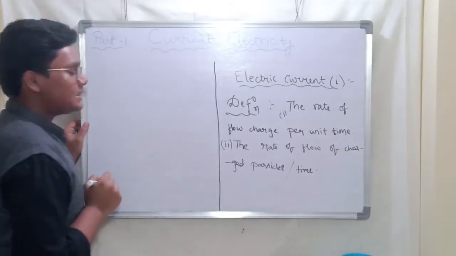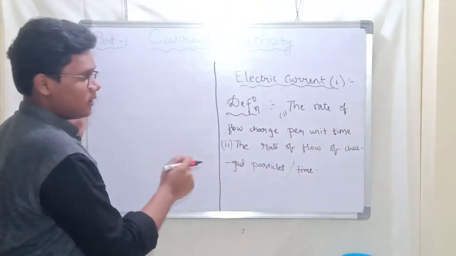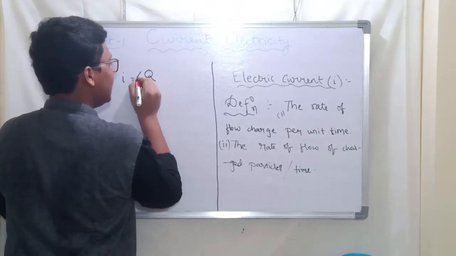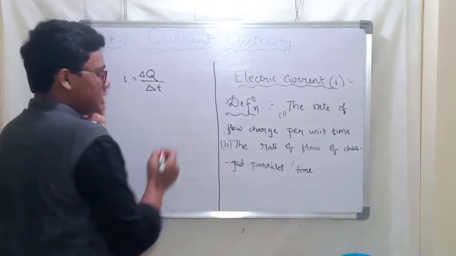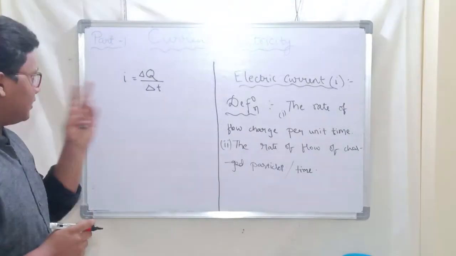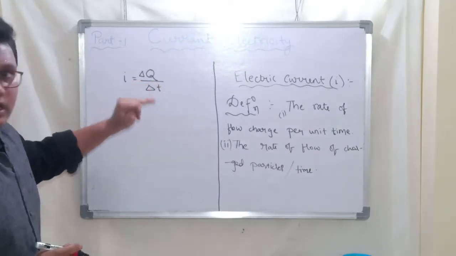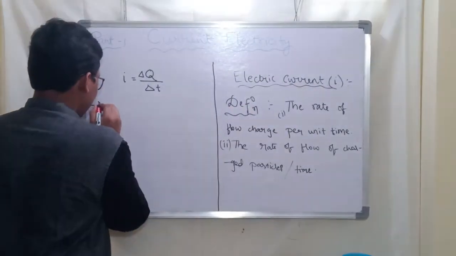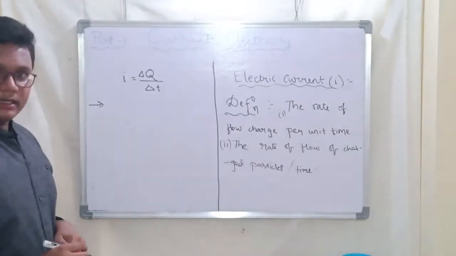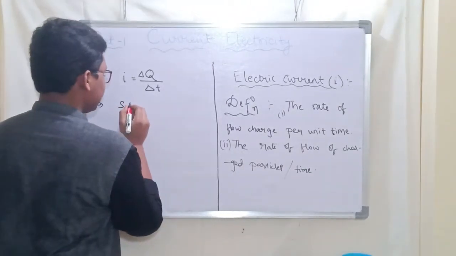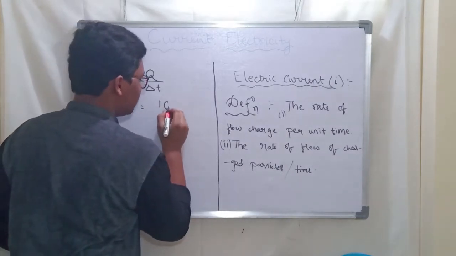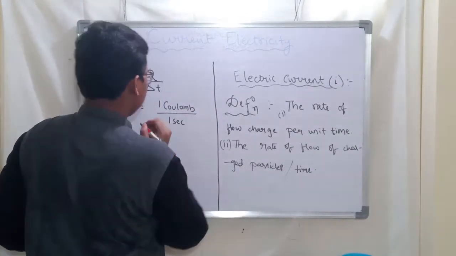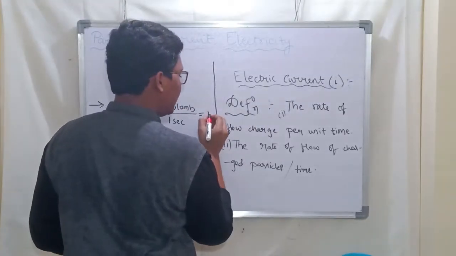Now, I'll say the formula for that. I is equal to delta Q by delta T, that is, net flow of charge by net time is the electric current I. The SI unit of electric current is 1 coulomb per 1 second. So 1 coulomb per 1 second is 1 ampere.